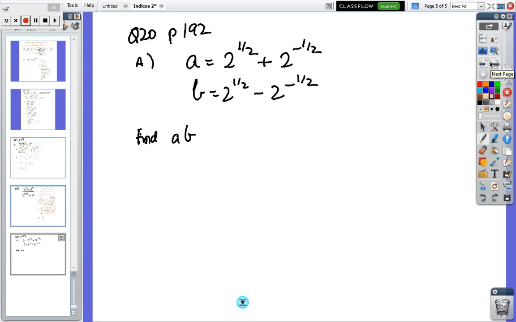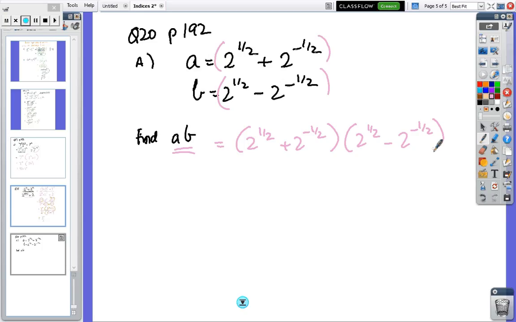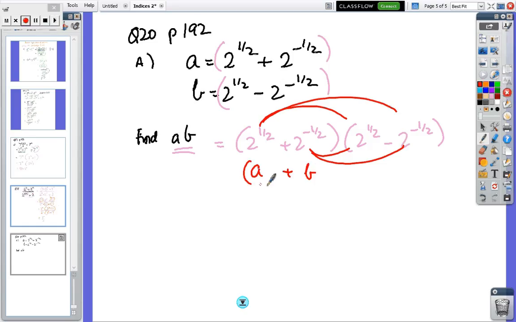Okay, so this is question 20. Again, it's just trying to upset you with fractions and negatives, and let's just see how we go. So A is this number, B is this number, and in the first one, I'm asked to multiply. So I put 2 to the half plus 2 to the minus a half, 2 to the half minus 2 to the minus a half. Now I could FOIL it out, but you might recognise you've got A plus B and A minus B, if A is 2 to the half and B is 2 to the minus a half.